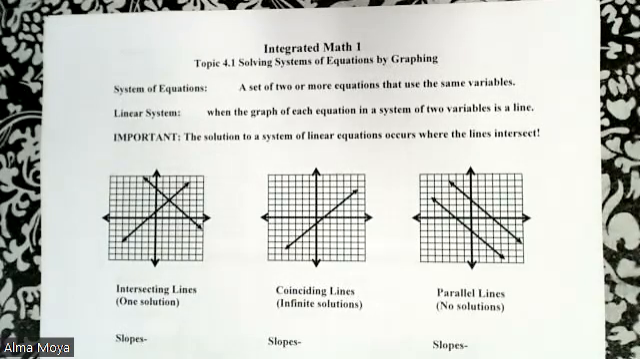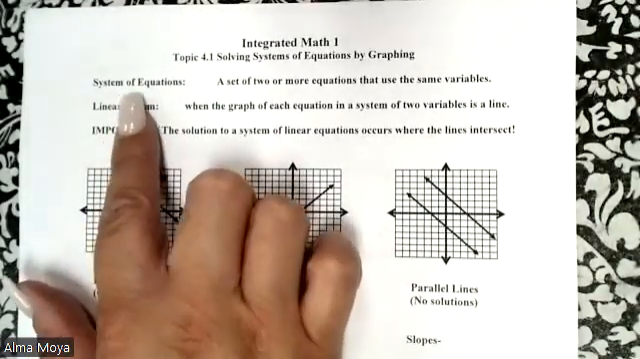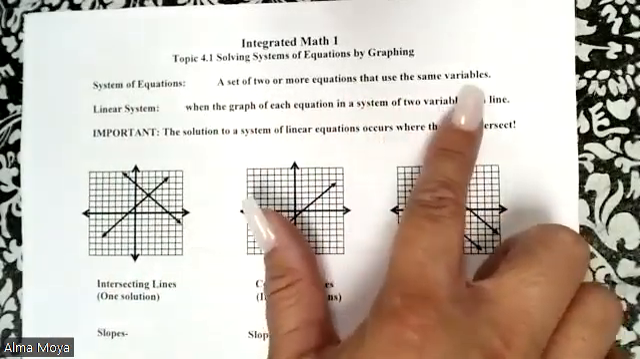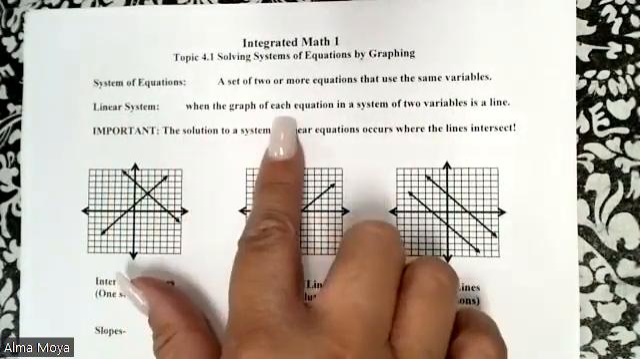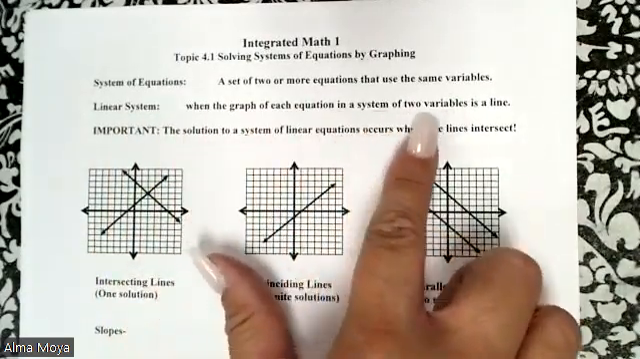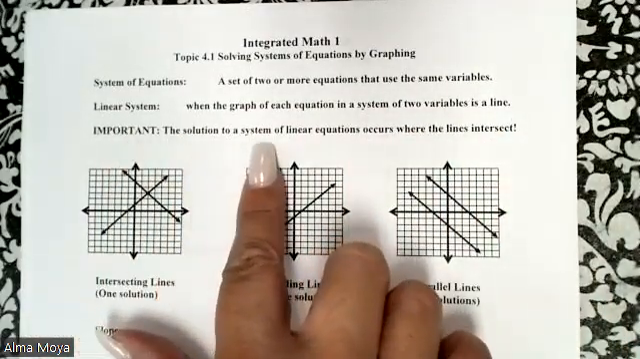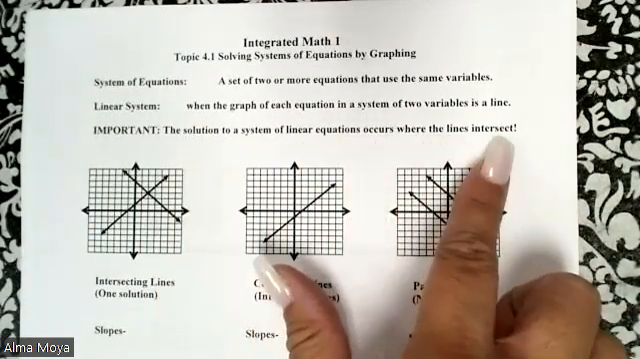Today's notes are going to be on 4.1, solving systems of equations by graphing. Now, a system of equations is a set of two or more equations that use the same variables. A linear system is when the graph of each equation in a system of two variables is a line. Now, this is important: the solution to a system of linear equations occurs where the lines intersect.